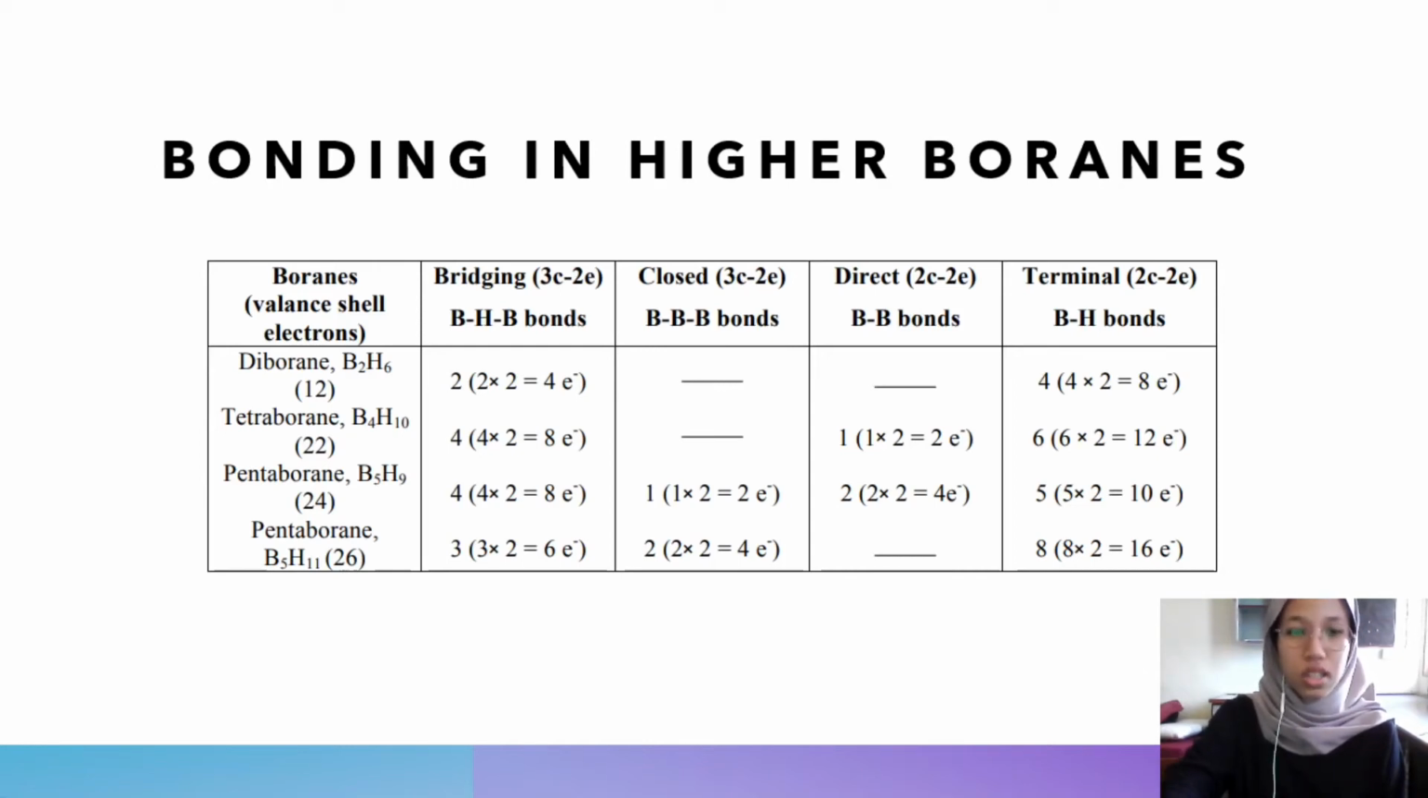So the calculation is the same for other higher boranes, where tetraborane gives us 22 valence shell electrons, pentaborane B5H9 with 24 electrons, and lastly pentaborane B5H11 with 26 valence shell electrons. This is the calculation of the framework electrons. So when we know the structure first, we can determine the bonds, and when we know the bonds, we can calculate how many electrons are involved in the whole system. So I guess that is all for bonding in boranes. Thank you.